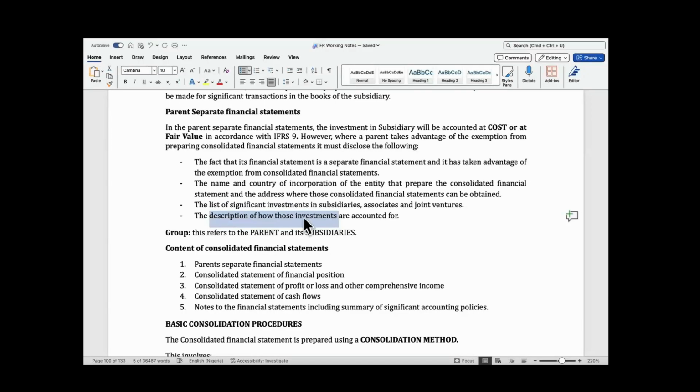I've been saying group. When we say group, we mean parent and its subsidiaries together. We call them a group.